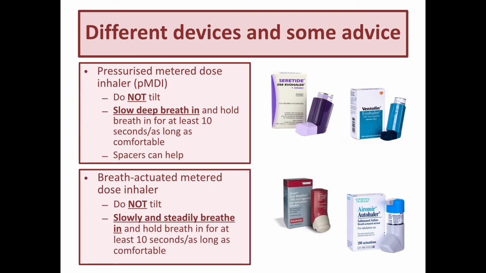There are different groups of devices, so you could be on a pressurised inhaler, breath-actuated inhaler, dry powder inhaler, or soft mist inhaler. Pressurised inhalers are sometimes known as a puffer or evohalers. When using these, you should not tilt the inhaler as you might lose the dose. To use them, it's a slow, steady breath in, so over 3 to 5 seconds, and then you hold your breath for 10 seconds, or if you can't hold your breath for that long, just as long as is comfortable for yourself. It can be difficult to coordinate these inhalers, and spacers can help ease this.